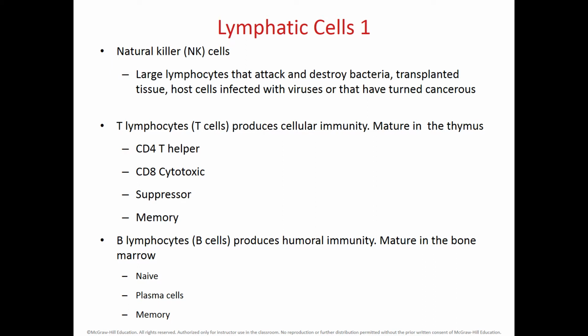Now, the other type of lymphatic cells will be the T lymphocytes, or T cells, and they are in charge of producing cellular immunity. So if someone has an infection within the cells, these T lymphocytes will destroy these cells. And these T lymphocytes are produced in the bone marrow, but they mature in the thymus. And we have 4 subclasses of T lymphocytes.